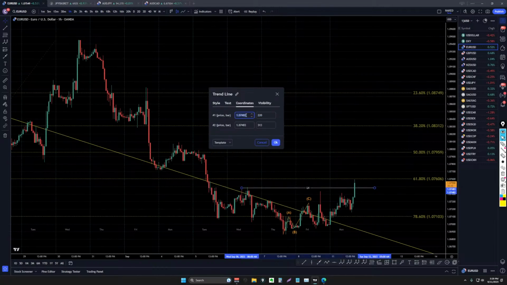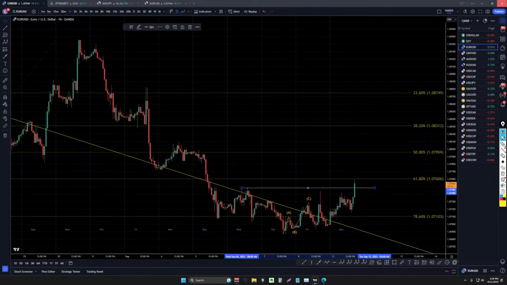Somebody was just asking about this, so let me copy this number and send it to him. Somebody on Discord was just asking me what level I was looking for the break of structure. He's at the wedding trying to sneak in some trades. There we go.